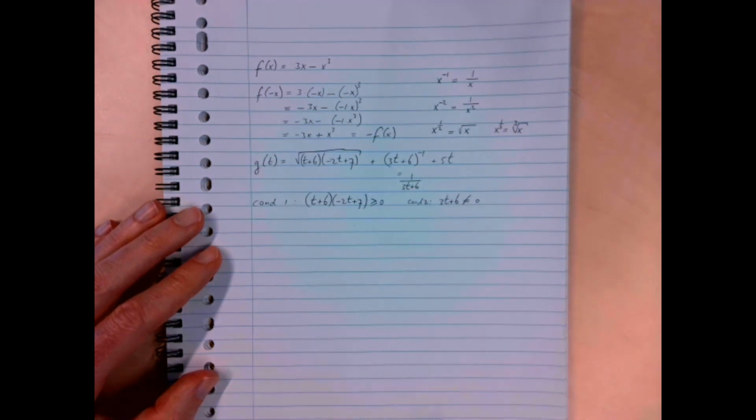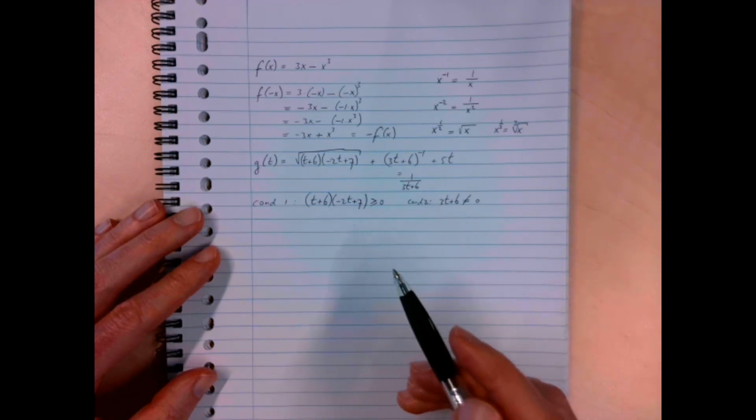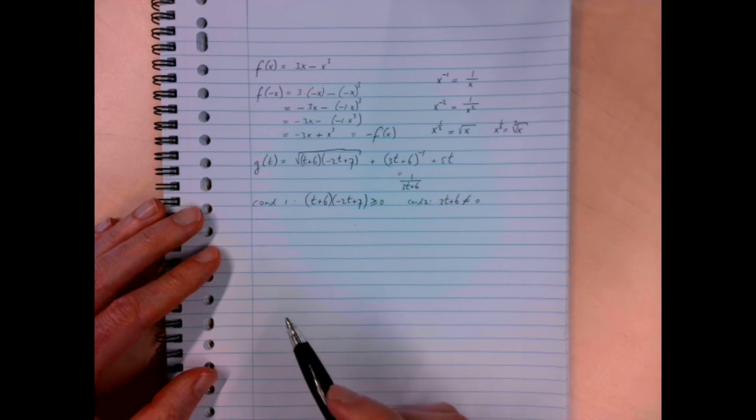Condition 2. So those are the two conditions. So what's going to be the natural domain of this function g? It's all the values of t that satisfy these two conditions. So let's figure out which values of t that actually is.